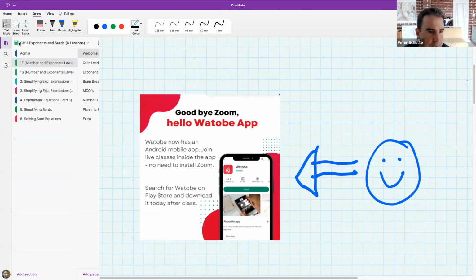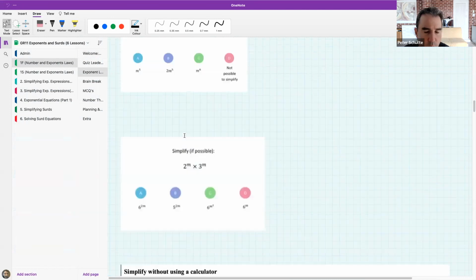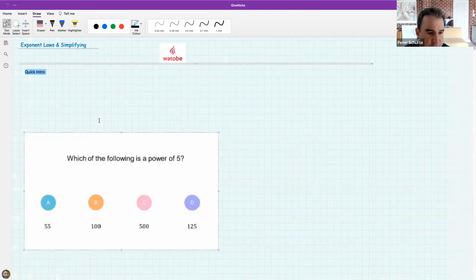Well, then let's get going. The topic that we're going to be covering is exponents and surds. That's the topic in general. And today's lesson focuses on exponent laws and simplifying.